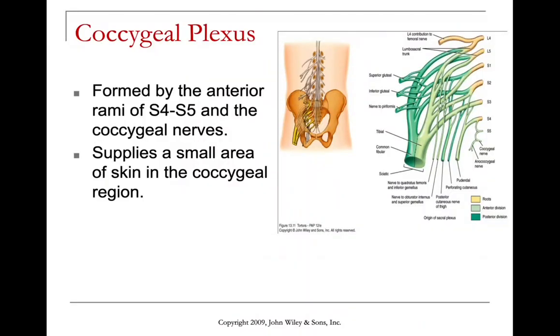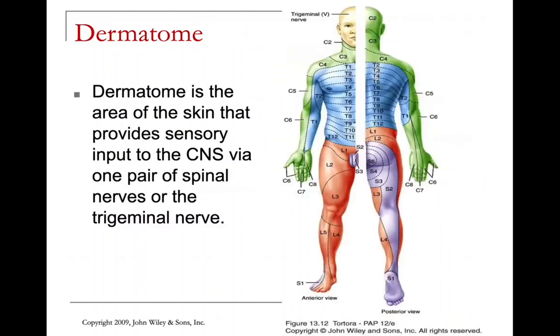So the coccygeal plexus, this is going to be formed by the anterior rami of S4 and 5 and the coccygeal nerves. It supplies a small area of skin in the coccygeal region. Dermatomes, these are nice and easy to learn. It's going to be the area of the skin that provides the sensory input to the CNS. This is going to go through one pair of spinal nerves or the trigeminal nerve.